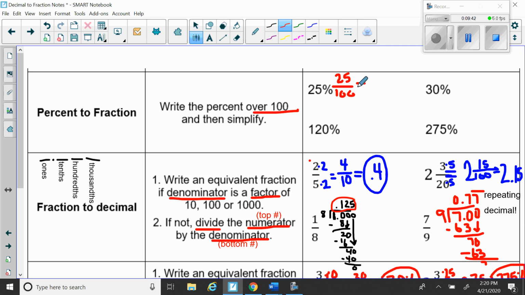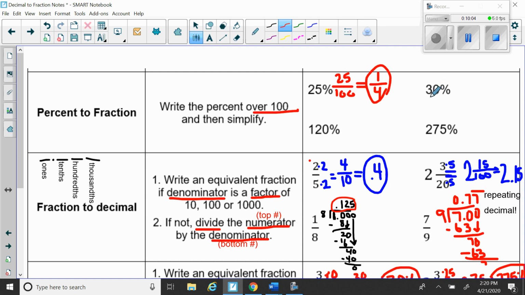And remember, to simplify, we say, what is a common factor? What is my greatest common factor here? 25 does indeed go into 100. So 25 is the biggest number that goes into both. 25 goes into itself one time, and it goes into 100 4 times. So it'd be 1/4 as my simplified fraction here.